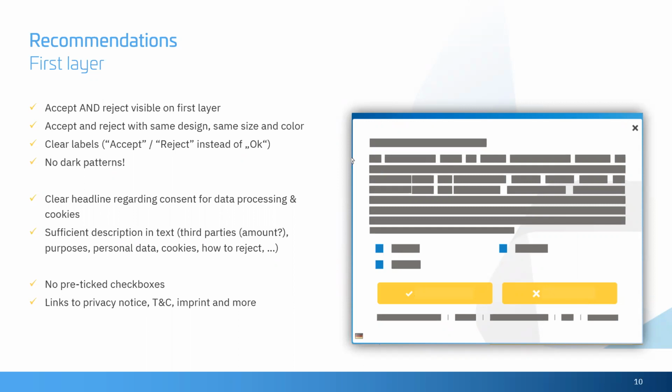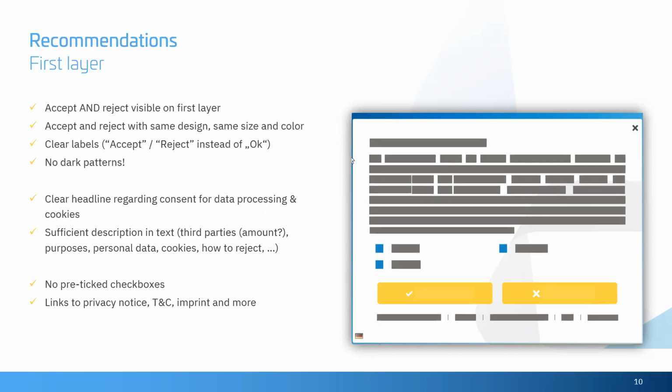You should also list the purposes on the first layer. You should talk about that it's about personal data and cookies. You should talk about how to reject, etc., etc. So there's more information that needs to go in there. You can also check we have a checklist that you can look at for what you need to put in the text.